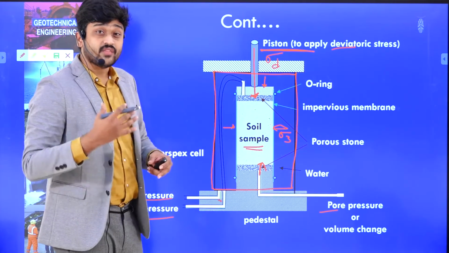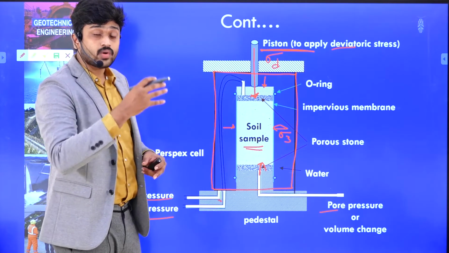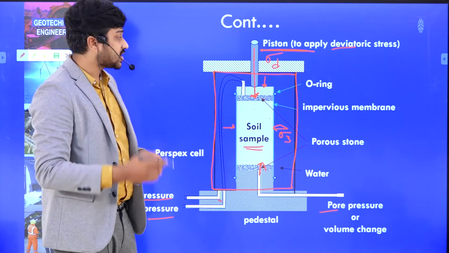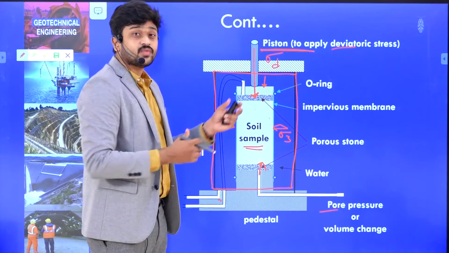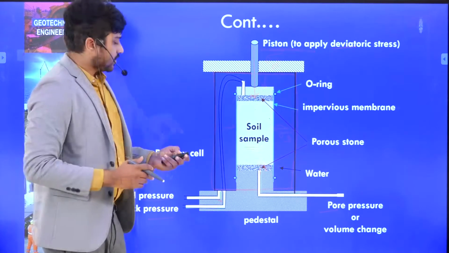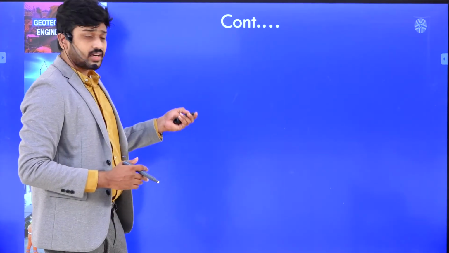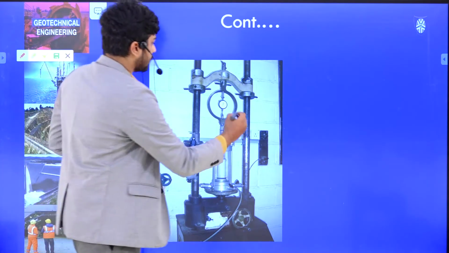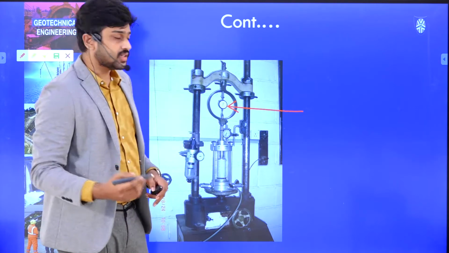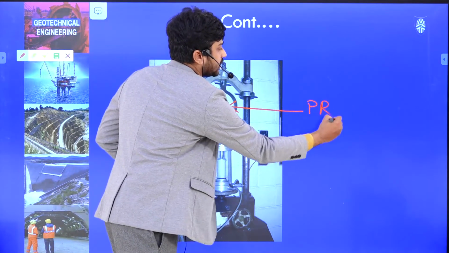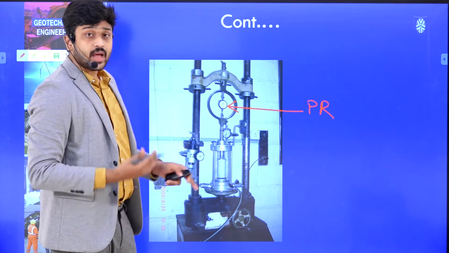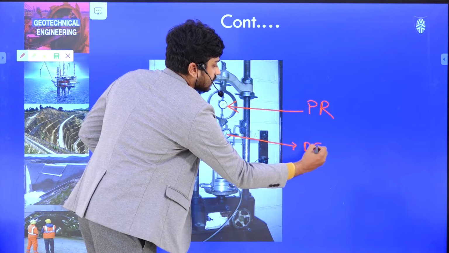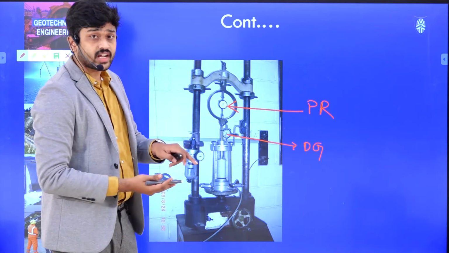So using this, we try to evaluate the amount of deviator stress taken by the soil, or the load taken by the soil, and correspondingly, using a small dial gauge, we try to observe the displacement. This is a typical arrangement we have seen in our laboratory. This is a proving ring, PR, which is used to measure the amount of load taken. And this is a dial gauge to measure the vertical deformation.